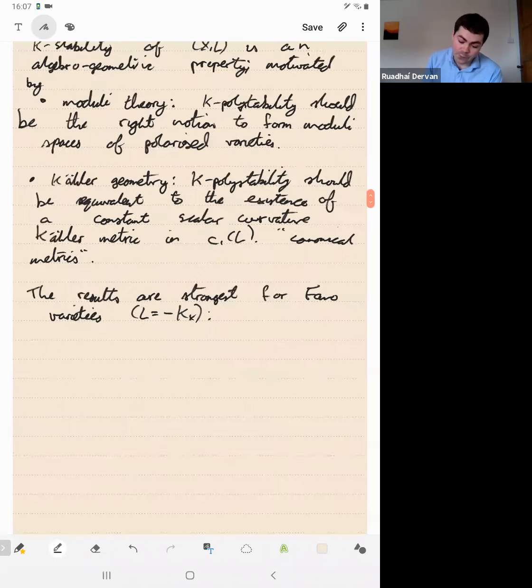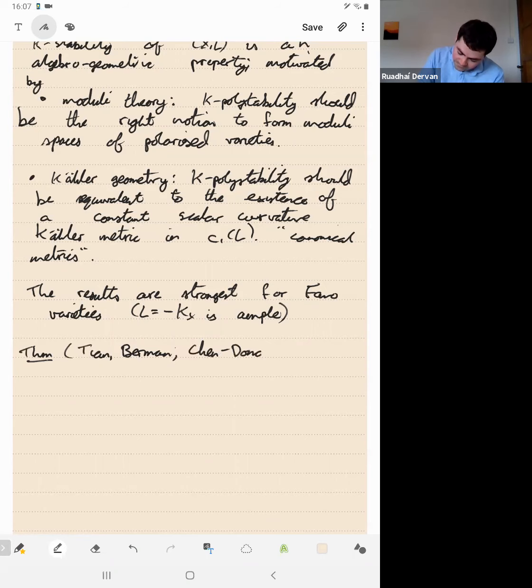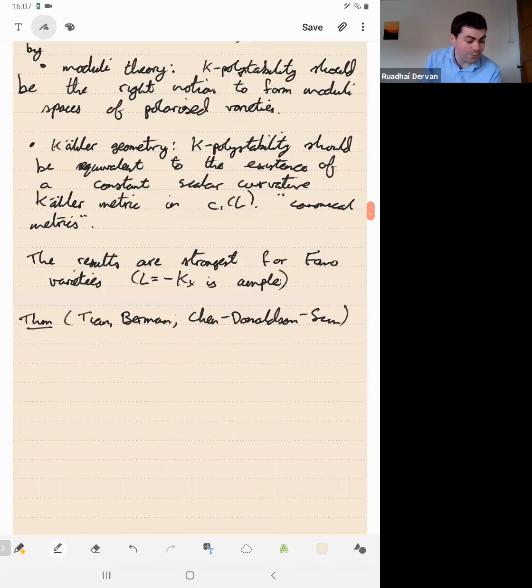And in both cases, both from the point of view of moduli theory and from Kähler geometry, the results are essentially complete, at least for smooth or smoothable Fanos. So the first result is a theorem in one direction due to Tian and Berman, and in the other direction due to Chen, Donaldson, Sun. So this is the link with the Kähler geometry. So the result essentially proves this conjecture relating K-stability to the existence of canonical Kähler metrics. So the statement is that (X, -K_X) admits a Kähler-Einstein metric.